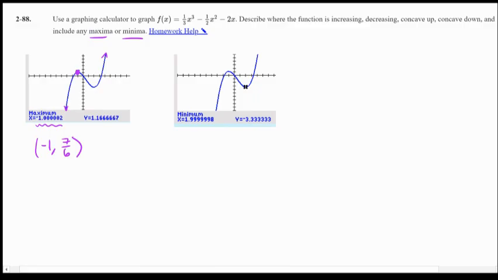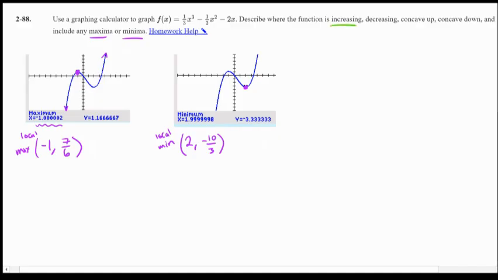And then our minimum here is going to be at 2, and then what is that, -10 thirds is what it looks like. And so there's my 2 points that are going to be helpful to us because we have a local max here and a local minimum here. And so let's go to increasing and decreasing now.